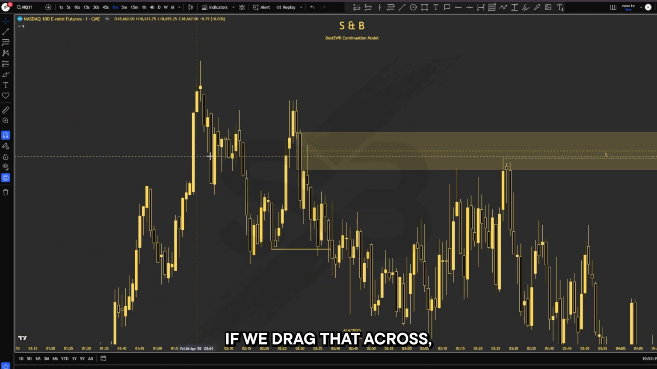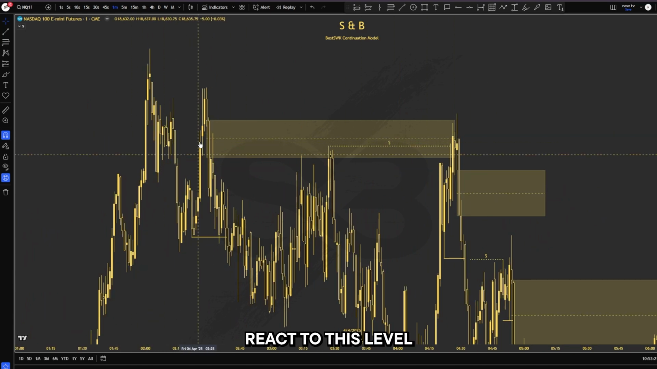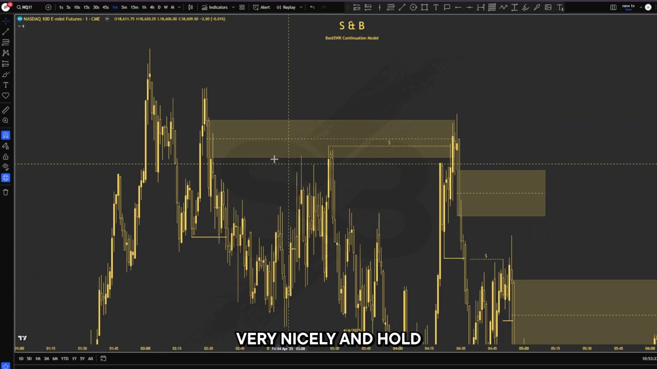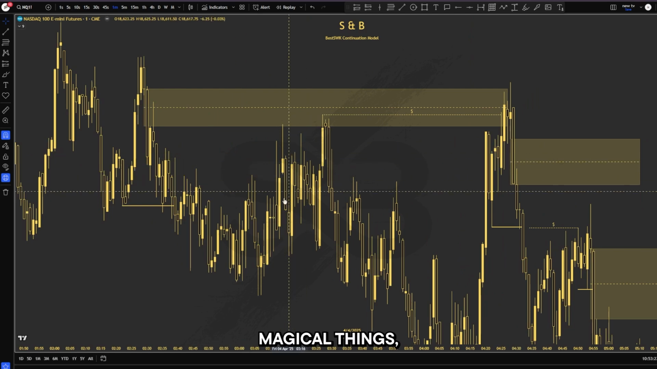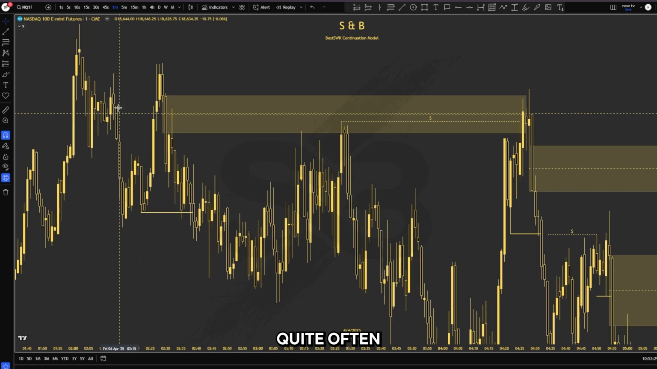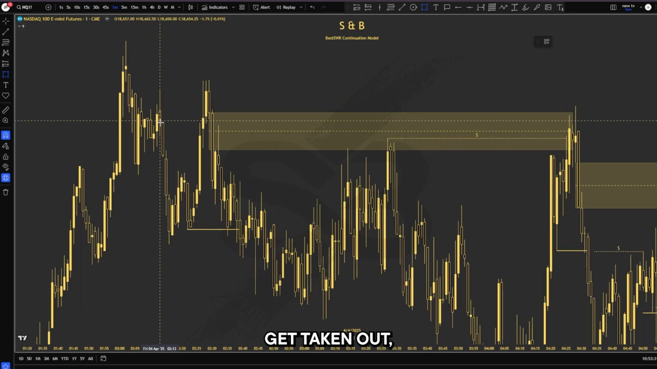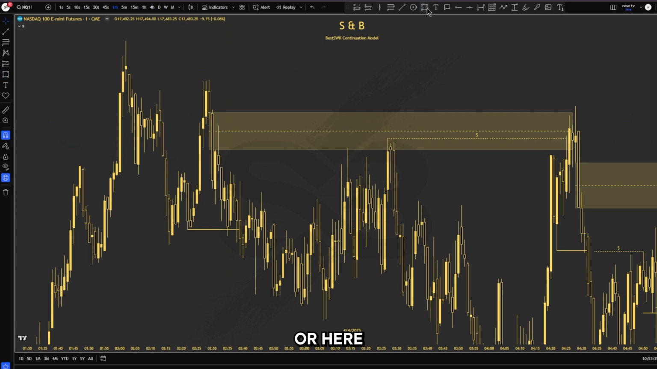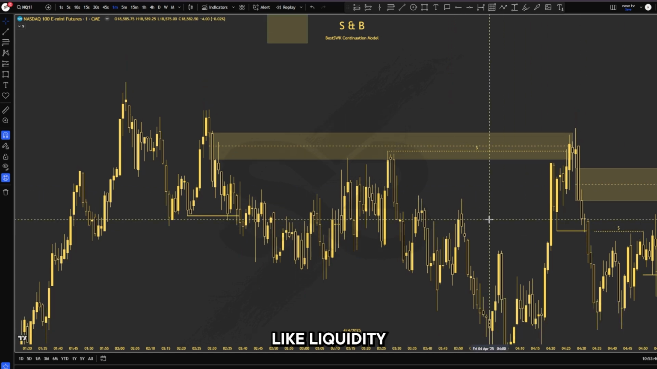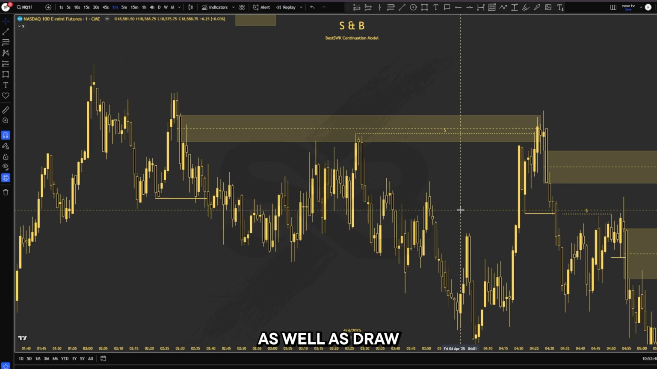If we drag that across, we can then see price react to this level very nicely and hold price below it. Now, fair value gaps are not just magical things because they do happen quite often in many areas that sometimes get taken out, like here, for example, or here, and so on. So what you want to do is pair fair value gaps with other forms of trading, like liquidity, as well as draw on liquidity.